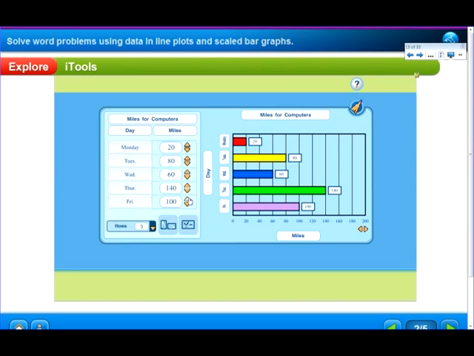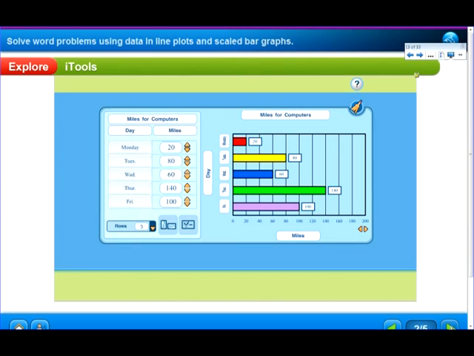Well, what is the title for this bar graph? Miles for Computers. What does the vertical axis show? The days of the week. What does the horizontal axis show? The number of miles completed. And where is the scale? The scale is right down here on the bottom. And why is that important? It tells us how many miles each bar represents. So let's explore this a little bit further.